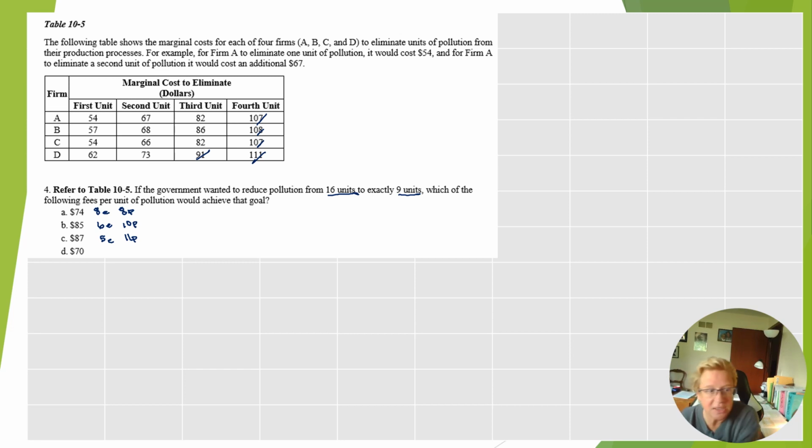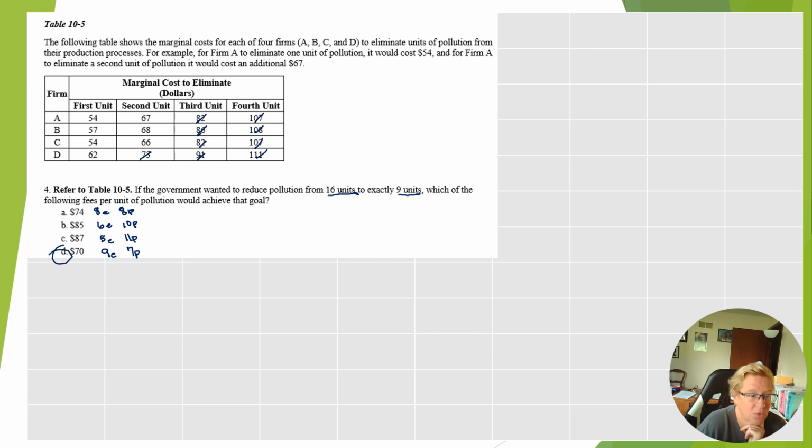Again, I'm going to erase that so that we can keep track of where we're at. And at $70, everything less remains. Here we have 1, 2, 3, 4, 5, 6, 7 units of pollution. And we have eliminated 1, 2, 3, 4, 5, 6, 7, 8, 9. That looks like the right answer because it is. We've eliminated 9. We still have 7.